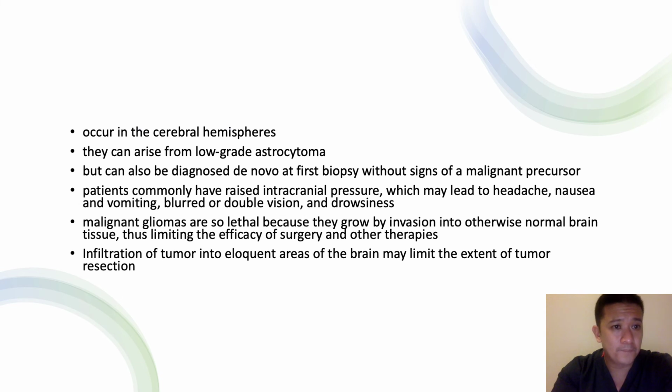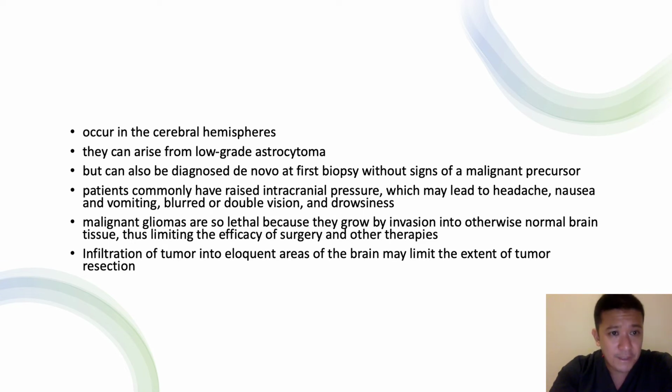So these glioblastomas usually occur in the cerebral hemispheres. They're more common in the supratentorial compartment. They can arise from low-grade astrocytomas, again, these are the secondary GBMs, but can also be diagnosed de novo at first biopsy without any signs of a malignant precursor. That is your primary GBM.